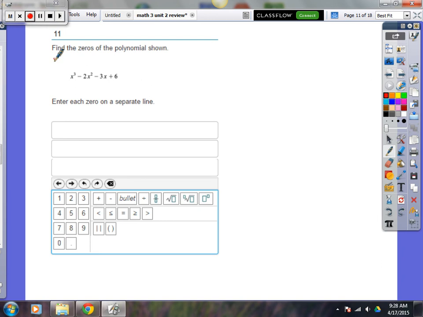Okay, 11. Find the zeros of the polynomial. And this is cubic, so there's going to be 3 zeros. So we can use the Street Smarts. We can type this in the calculator. So let me do that real quick. I'm going to type this in the calculator and look at the graph.